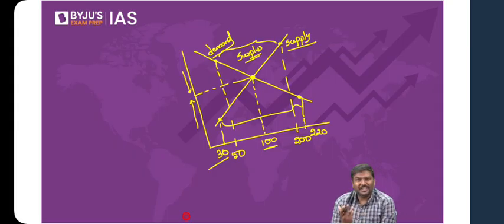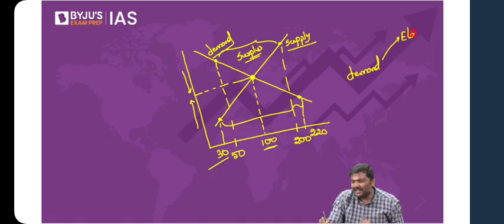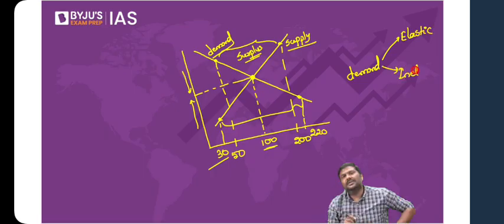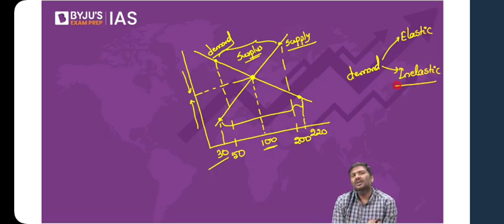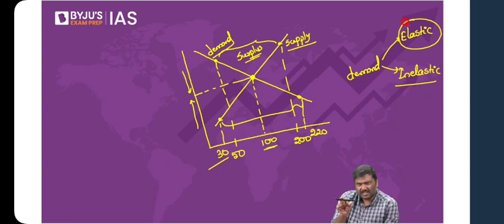Elastic means flexibility. There is a lot of movement that can be observed. For example, if I say the demand is elastic for a product, the demand is either elastic or inelastic. If I say for a product demand is very much elastic, what do you mean by this? Even if there is a small change in the price, the demand for the product will change by a very large margin. I'll repeat it again. If I say demand is elastic for a product, it simply means if there is a small change in the price, then the change in the demand will be much larger.